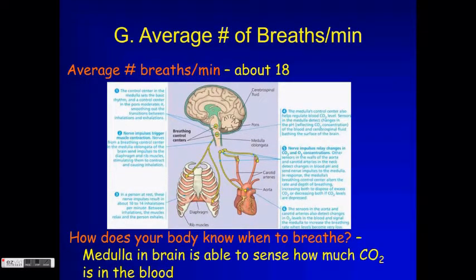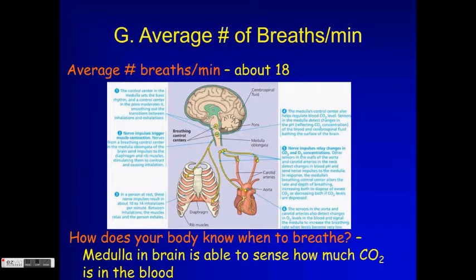Well, the way that that works is through a part of your brain called the medulla. The medulla is a portion of your brain that is right at your brain stem, a very basic part of your brain. All organisms have a medulla. They need one in order to know when to breathe. And that medulla is connected through nerves to your diaphragm. And it's also connected through nerves to the different arteries and veins that you have, arteries in particular.